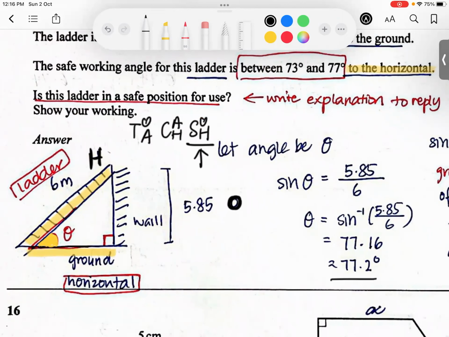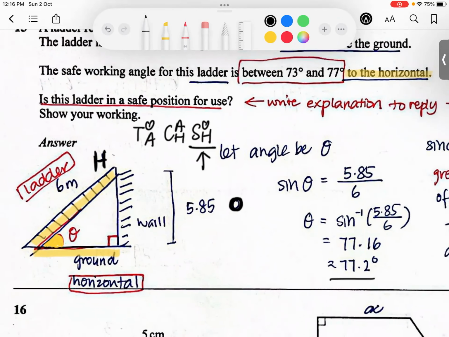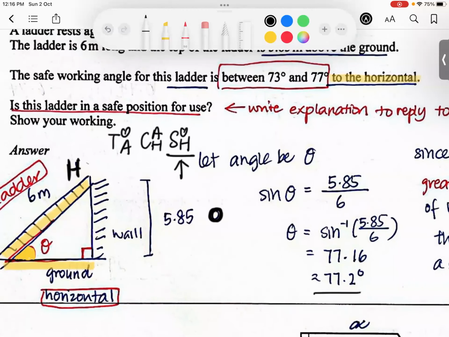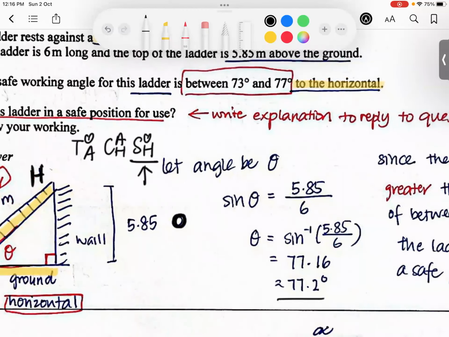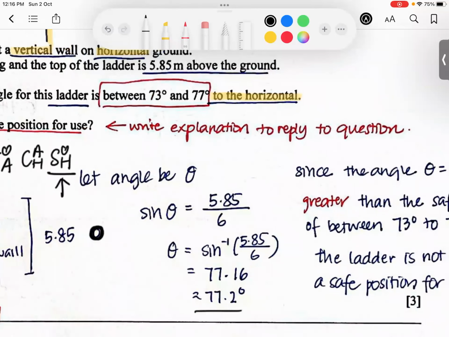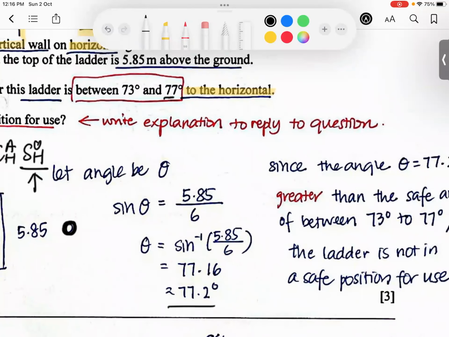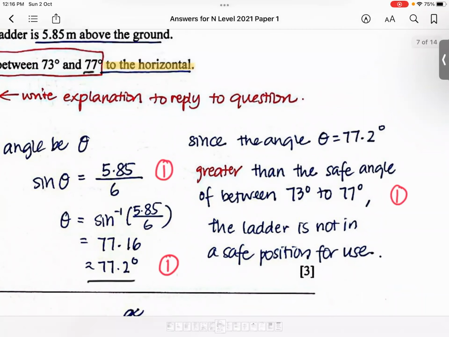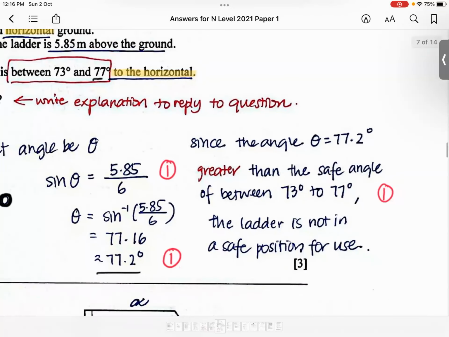But this answer is not sufficient. Write explanation. They ask you, is it safe? Don't just put a yes, give a reason why, explain it. Since this angle is greater than this safety angle of 77, the ladder is not in a safe position for use. 3 marks: 1 mark for working, 1 mark for answer, 1 mark for writing the explanation. Okay, so please be more diligent during the exam, write the explanation.